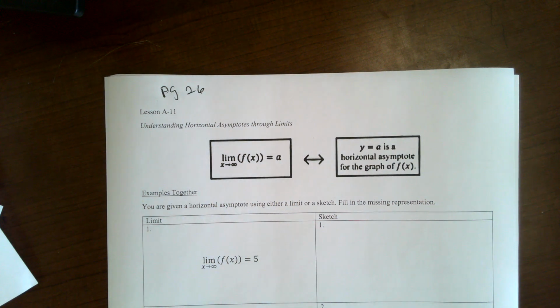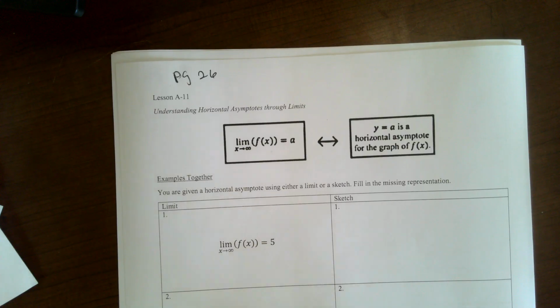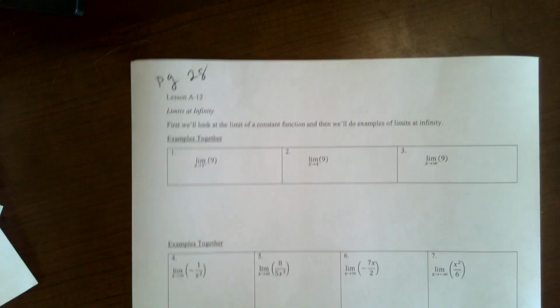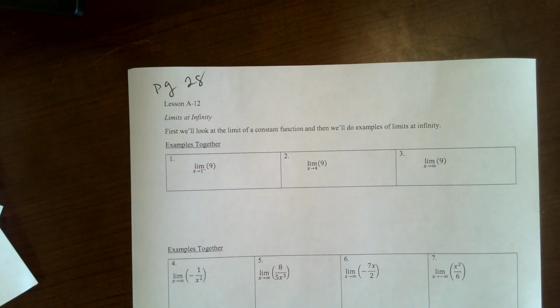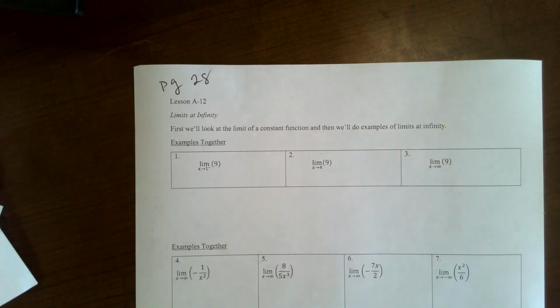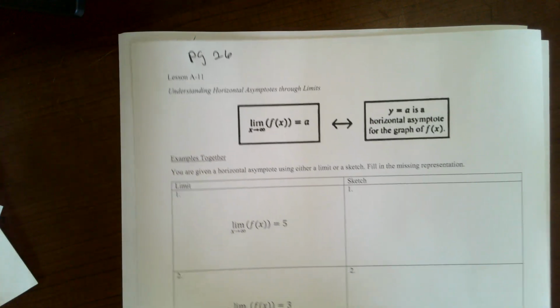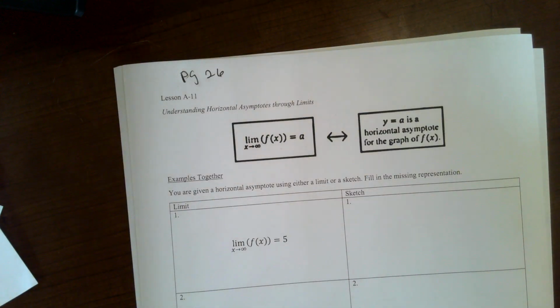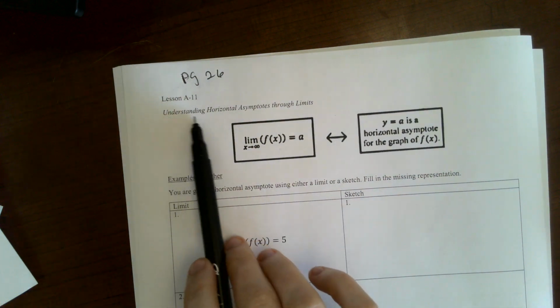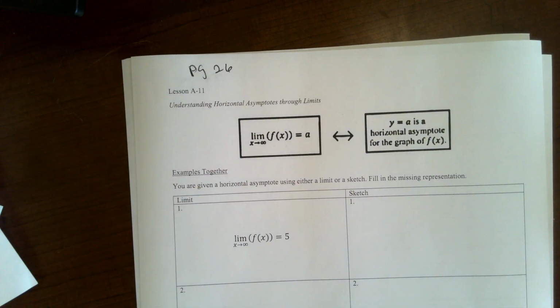Okay, so this is page 26, and we're going to do this page here, and then also, guys, we are going to do page 28, but then we'll stop there. I think lesson 12 is going to be a little too long, and this one is pretty short, so let's just put the beginning of lesson 12 on this lesson. They're very closely related. Okay, so this is about understanding horizontal asymptotes through limits.